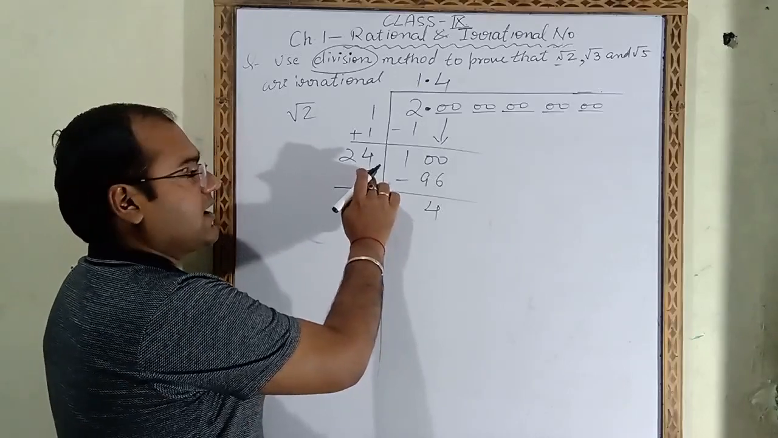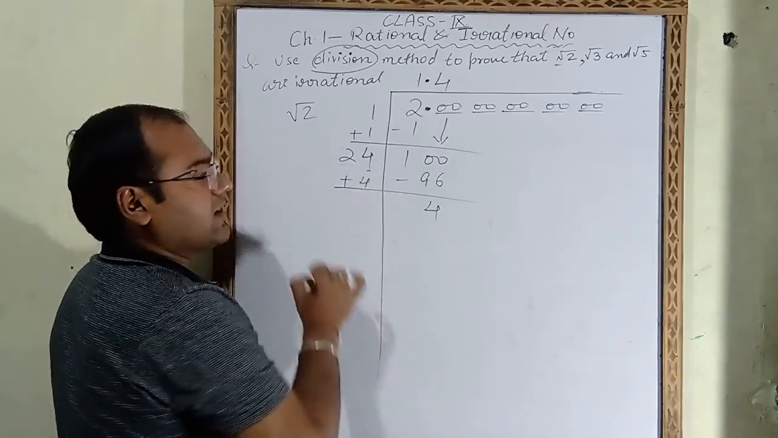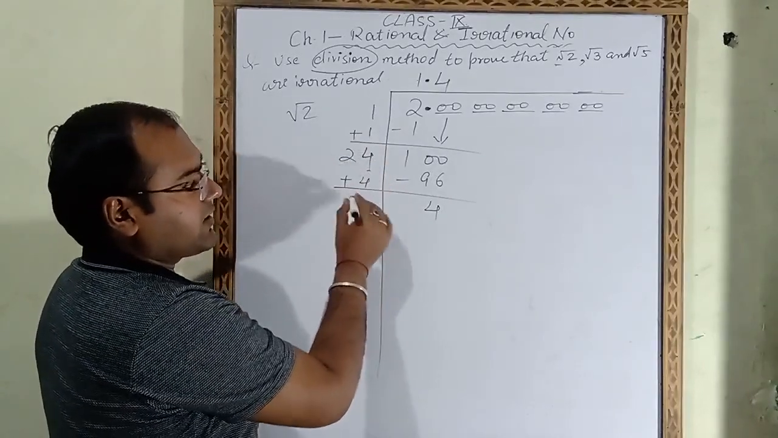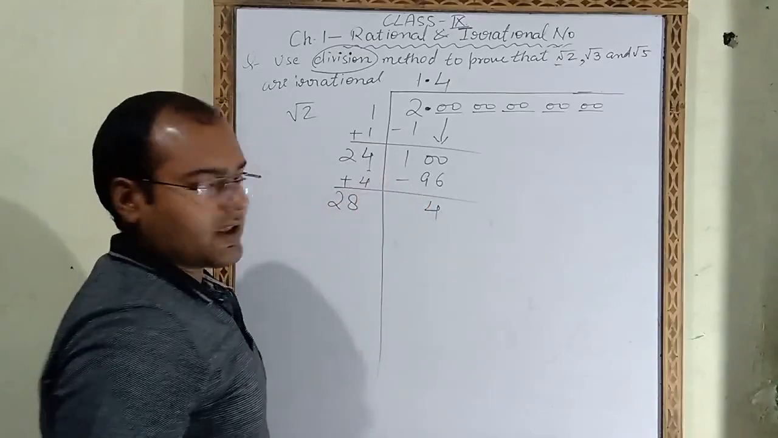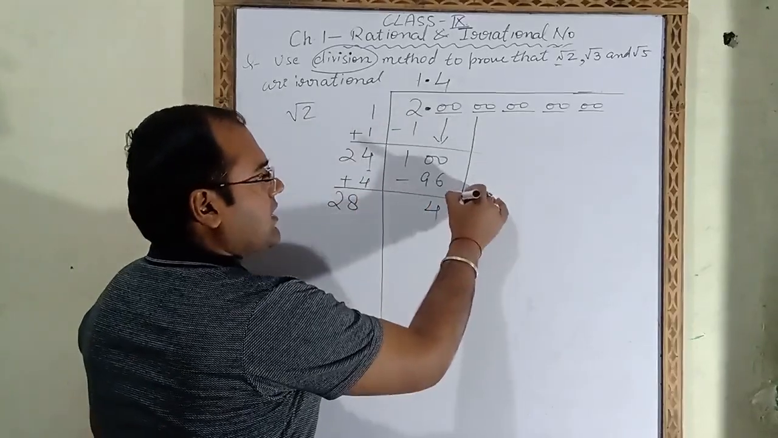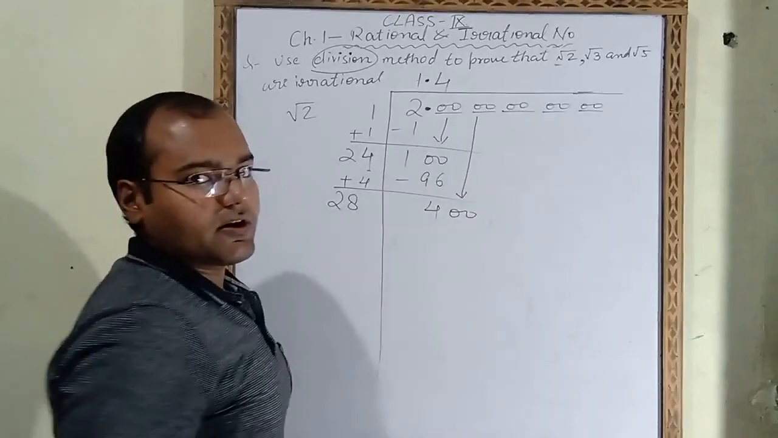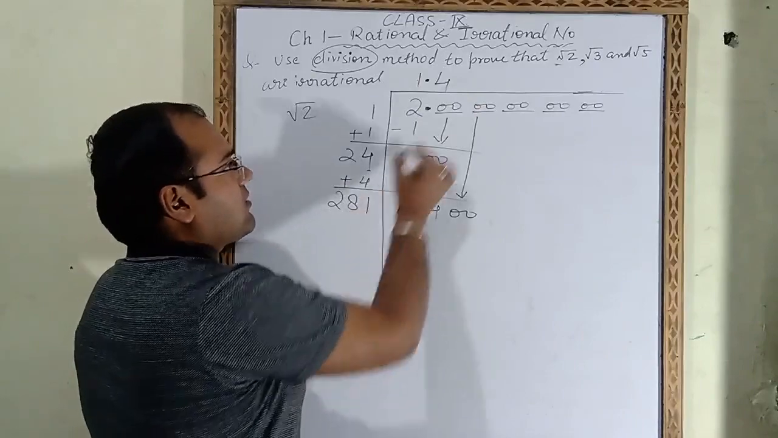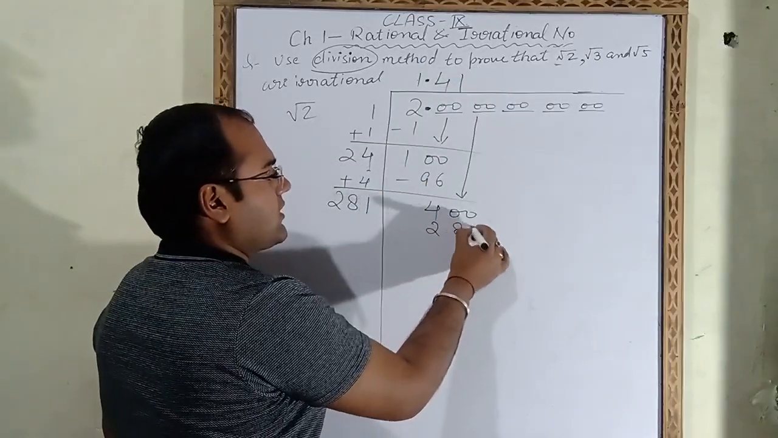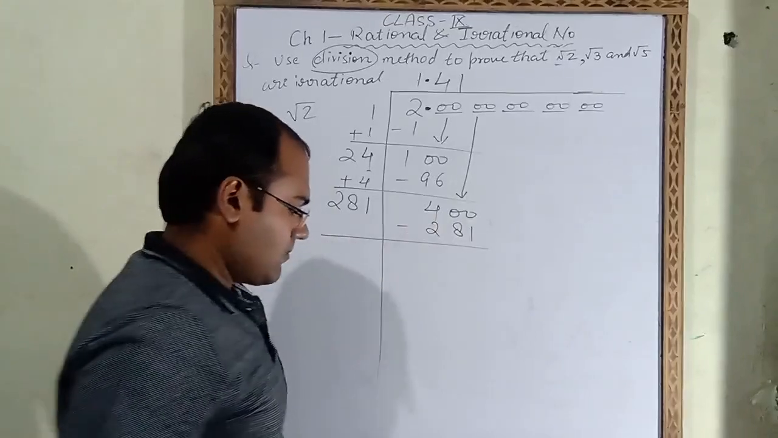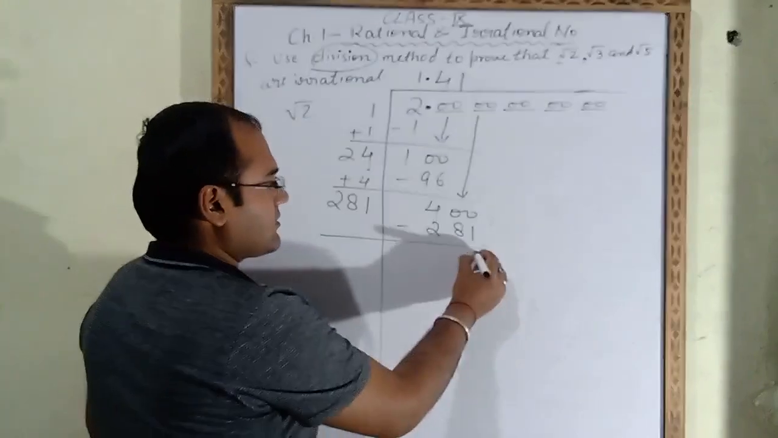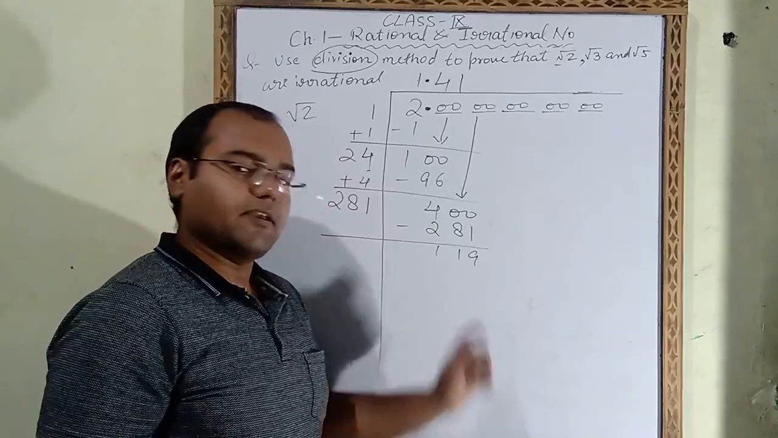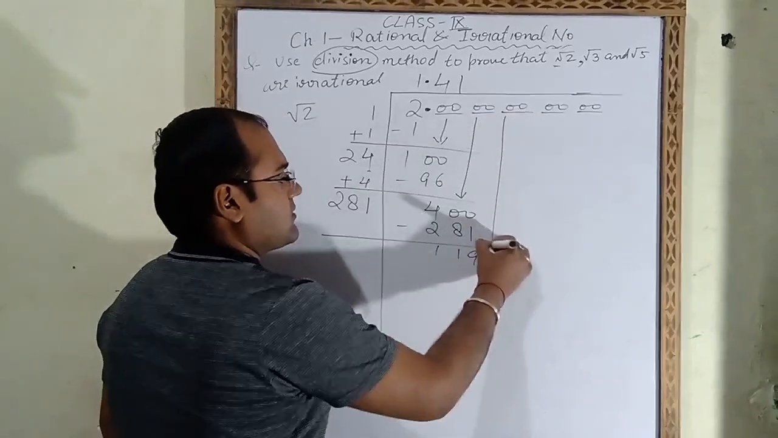What I had written here, I had written 4, so this 4 I have to add again, as I had added this one here. Here also I have to add this 4 again, so this will become 28. This zero pair I have to bring down, this will become 400. Same number I have to write here also and here also. 281 into 1 is 281. Now I will subtract it, so the answer will be 190. This zero we will bring down.